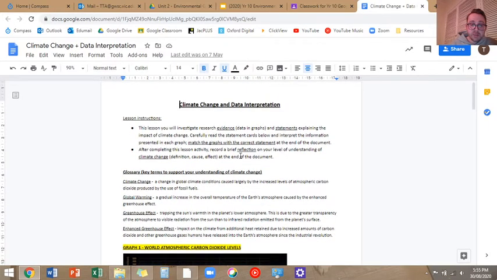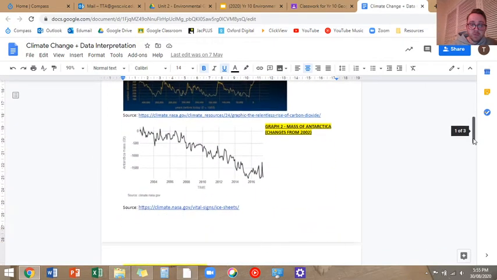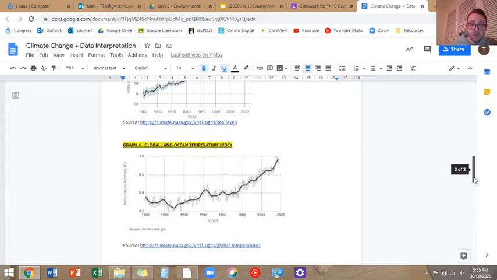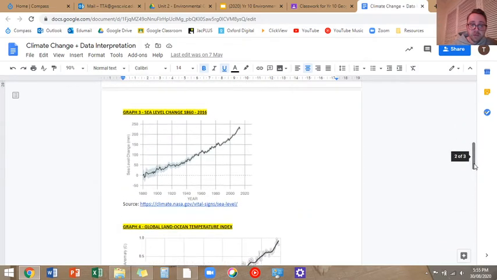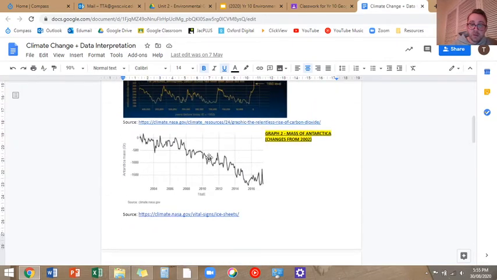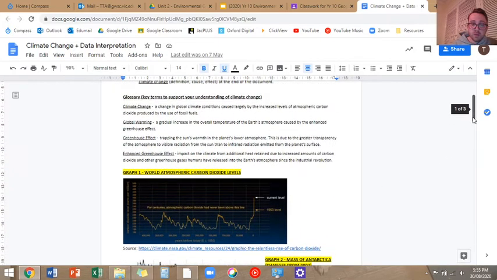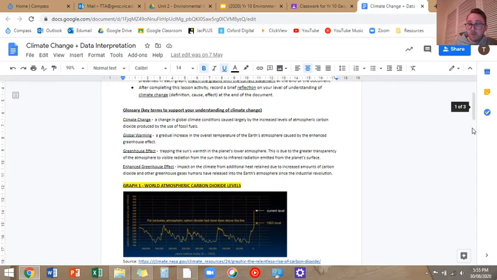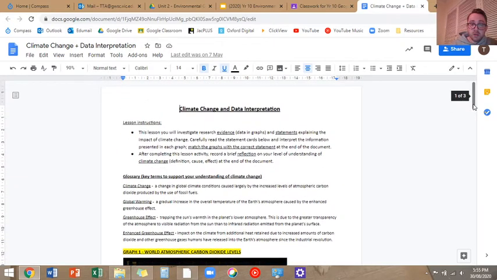So I've got the instructions up here, and all you really need to do is examine these different graphs. So I've got 1, 2, 3, and 4 graphs related to climate change. So this one looks at the sea level, how it's rising. This one looks at the ice sheets in Antarctica, how they're melting. And this one looks at the CO2, carbon dioxide, in the world's atmosphere. So all of that is connected to climate change.